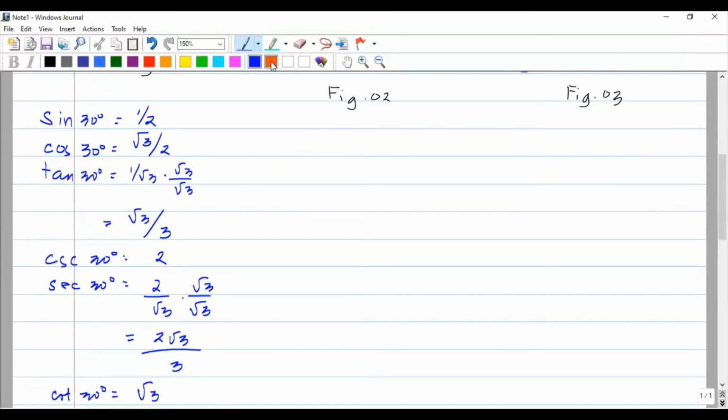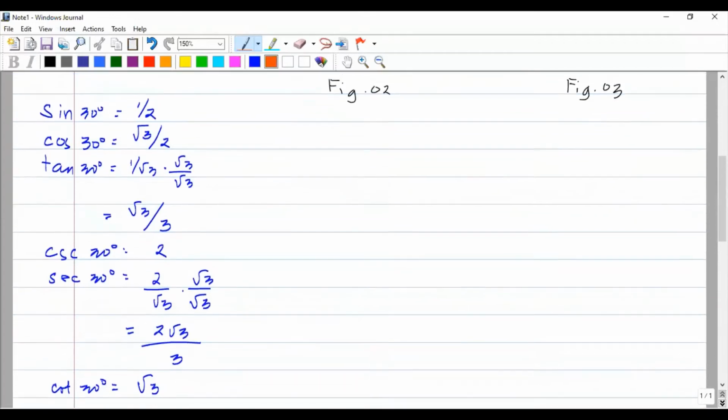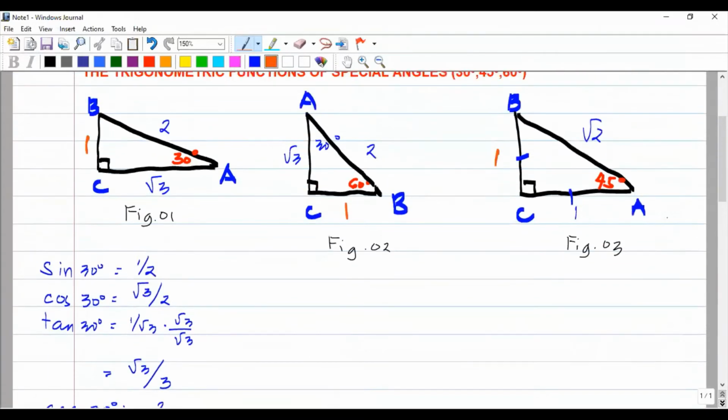Okay. For our 60-degree angle, we have sine 60 degrees, which is opposite square root of 3 over 2. And cosine 60 degrees is adjacent 1 over 2, 1/2. And tangent 60 degrees is opposite square root of 3 over adjacent 1. So square root of 3 over 1 is square root of 3.